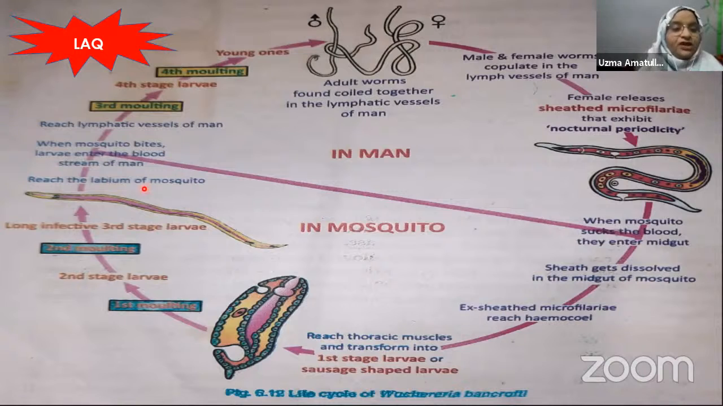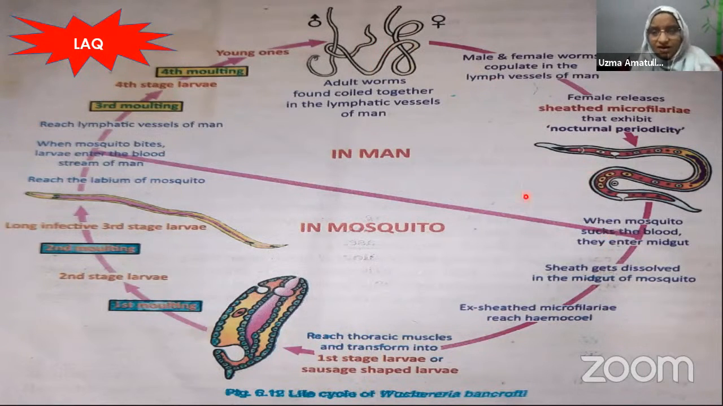Labium is the lower lip. Now, when the mosquito bites, the larva enters the bloodstream of the man, and then it will reach the lymphatic vessels of the man. There in the lymphatic vessels, it will undergo third molting to become the fourth stage larva. Then it will undergo fourth molting and become an adult, from the young one. These young ones grow in size and attain sexual maturity to become adult worms. Again these adult worms copulate, so this life cycle continues.